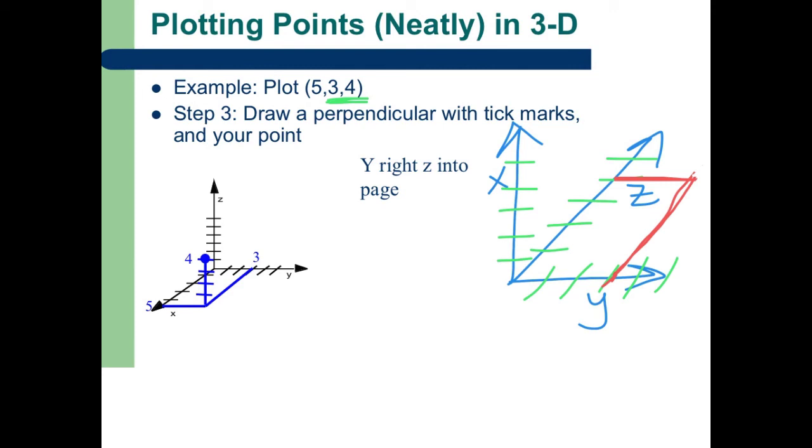And let's just write in that y was 3 and z was 4. And now we need to go 5 in the x direction. So let's make our up axis and go 1, 2, 3, 4, 5. And there's our point.